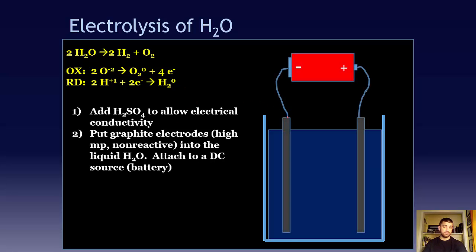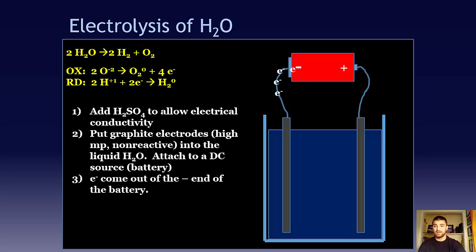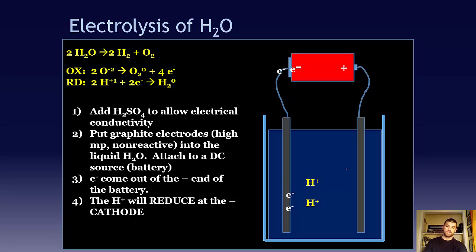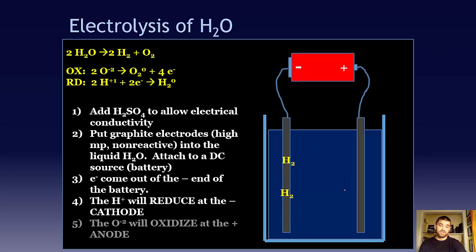So you do the same thing. You put some graphite electrodes into it. So graphite being non-reactive, you don't have to worry about it reacting with stuff. Hook it up to a battery. Again, electrons come out of the negative end, and they're going to build up on that electrode, and they're going to attract the H plus ions that are in the water. Right? So the H plus is going to become reduced and become hydrogen gas, and that's going to bubble up. It's going to do that as long as you have it hooked up.